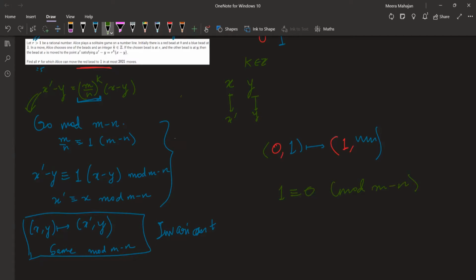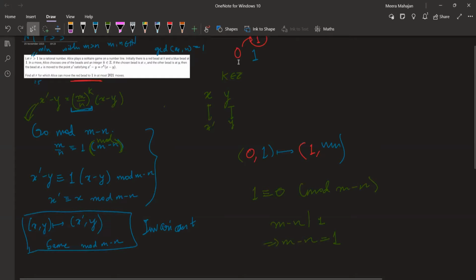What does this imply? If I write just normal brackets like this, it means what? Yeah, sorry. It implies that m minus n is equal to 1, I guess. Yeah, because you get m minus n divides 1, which implies m minus n is 1. Very cool. So what did we prove in all of this?